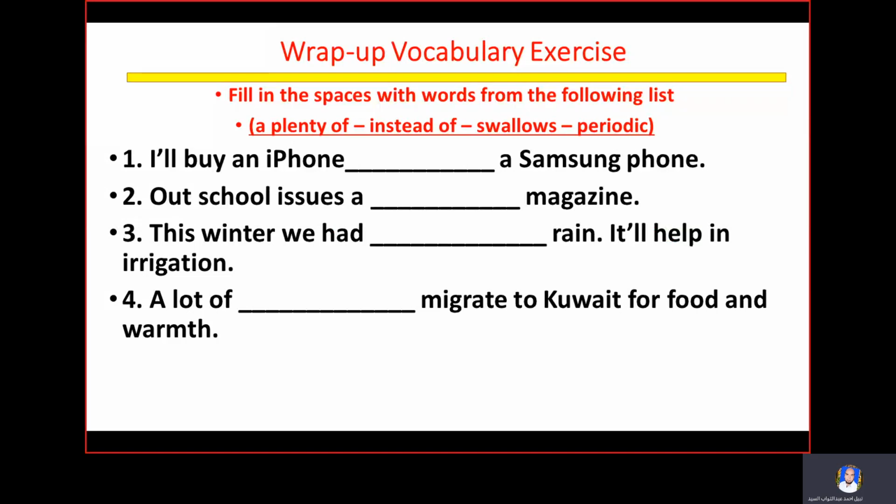Four, a lot of swallows migrate to Kuwait for food and warmth. A lot of birds. What kind of birds? Swallows. Yes, very good.